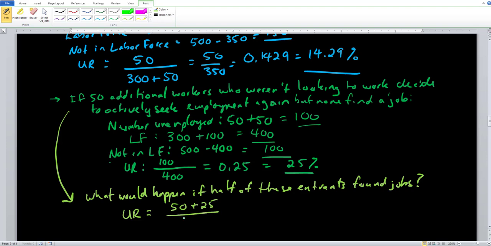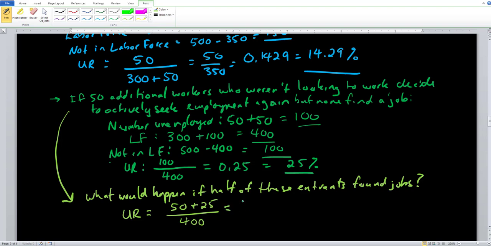Does our labor force change? And the answer is no. So here our labor force is still equal to 400 people. It's just the makeup of the labor force that is going to be a little bit different. Before we had 300 people employed, now it's going to be 325 people employed. And before we had 100 people unemployed, here it's only going to be 75 people unemployed. So therefore, it's still 400 people within the labor force. It's just the makeup is a little bit different.